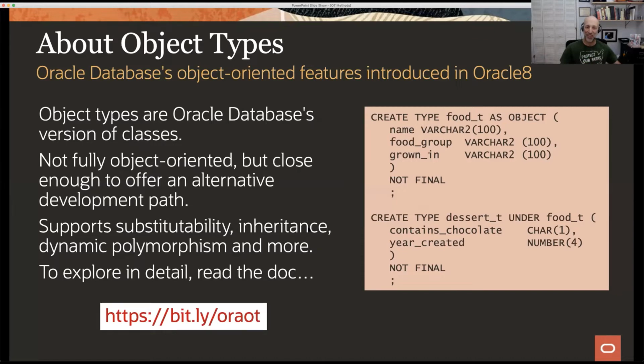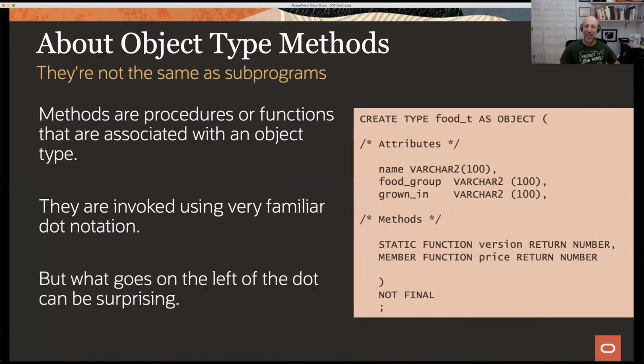So let's cruise on. So about object type methods. In a way, they're very similar to things you've worked with in packages, procedures, and functions, but they're not the same thing as subprograms in packages or schema level programs. They are procedures and functions, but the way you use them is often quite different. Now you invoke them using pretty much the standard dot notation, but what might be to the left of the dot could surprise you in some cases.